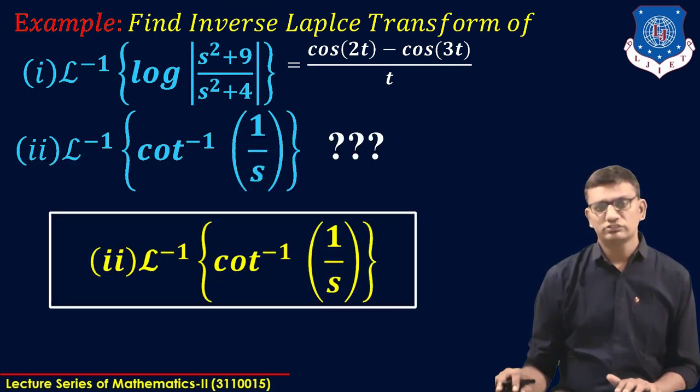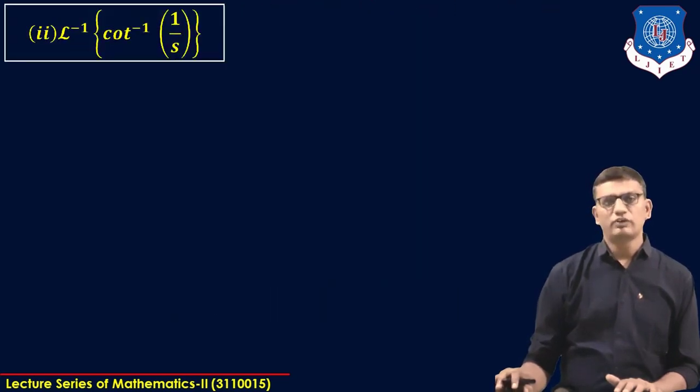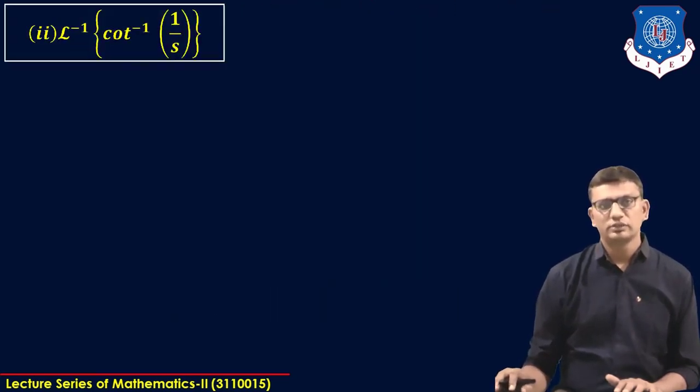Now we go to the second example, which is L inverse of cot inverse 1 by s. Here we don't know any formula for this inverse Laplace transform. Now we will apply the same trick to find the inverse Laplace of cot inverse 1 by s.